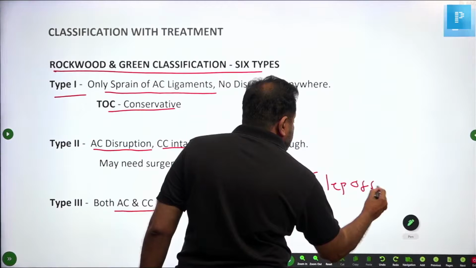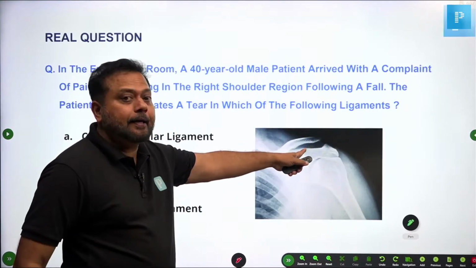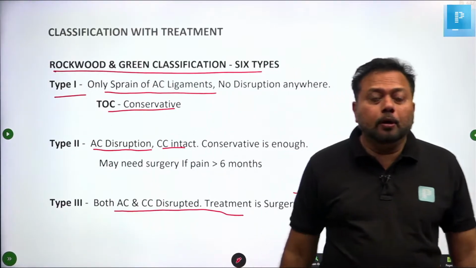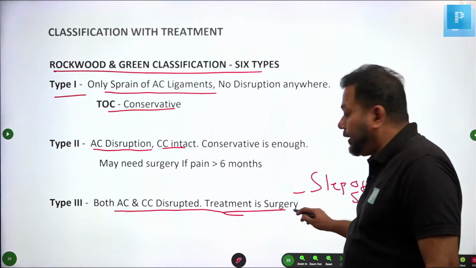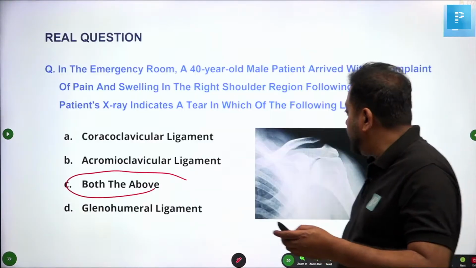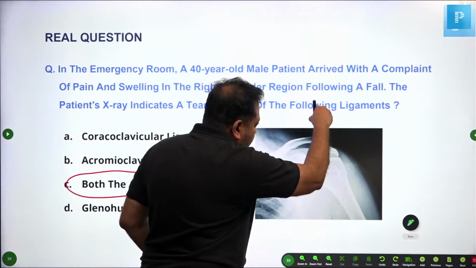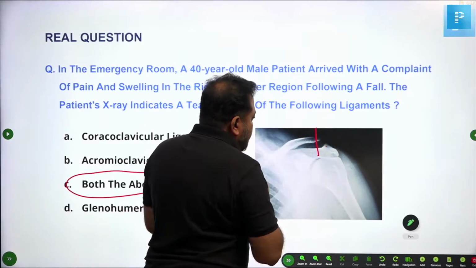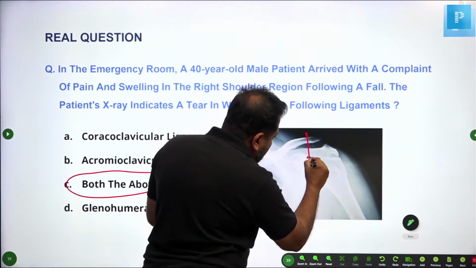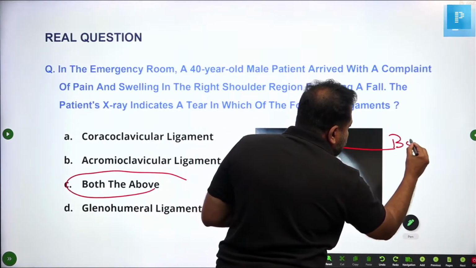Step sign, and you will see an X-ray like this, a big gap is there. When both the acromioclavicular ligament and the coracoclavicular ligament are injured, the only treatment is surgery. I will tell the surgery name also. What we will do is fix the clavicle to the acromion and put a screw and fix it to the coracoid. The coracoid process is somewhere here. I will fix it with a screw to the coracoid process. This is called the Bosworth procedure.